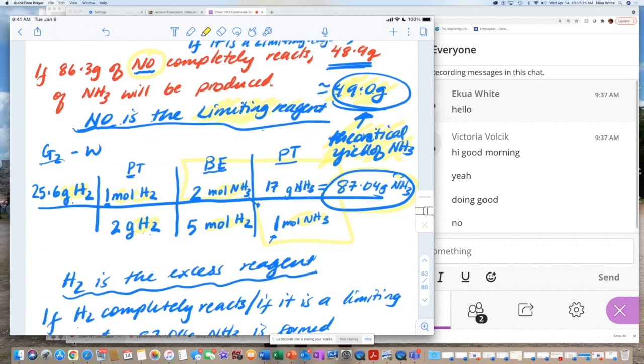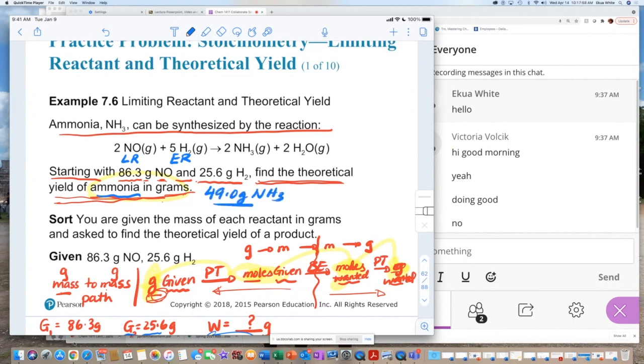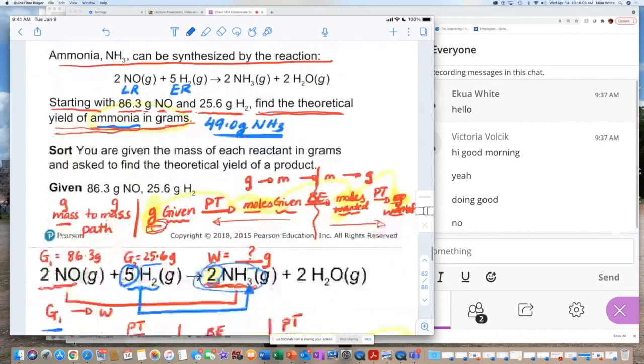Okay, so we have seen the limiting reagent mathematically. We have seen the excess reagent by default. We have seen the theoretical yield mathematically. So in this one question, we have identified all these three things. Now they just asked us to figure out the theoretical yield of ammonia, but we saw this right here is the limiting reagent. This is the excess reagent. And after all our math, the amount of ammonia that got made was 49.0 grams of ammonia. And we did that by mass to mass.